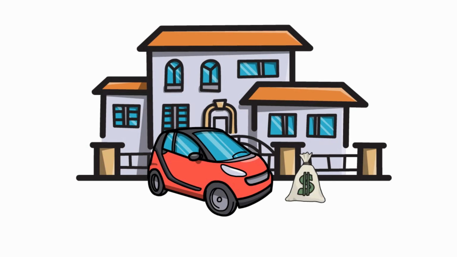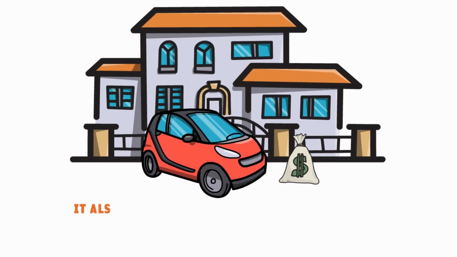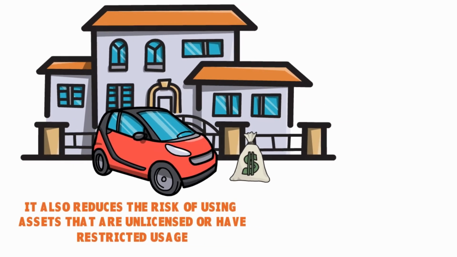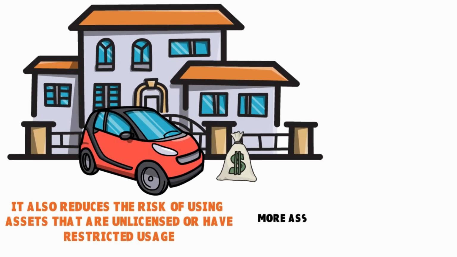So with the right software, you're able to track the progressions of edits, and you're also able to revert to earlier versions when necessary. Now, what's very important here when it comes to version control is that you want to reduce the risk of using assets that are unlicensed or have restricted usage, right? If you have more assets, you have fewer problems, but sometimes you can have more problems. But with the right software, you're able to track everything.